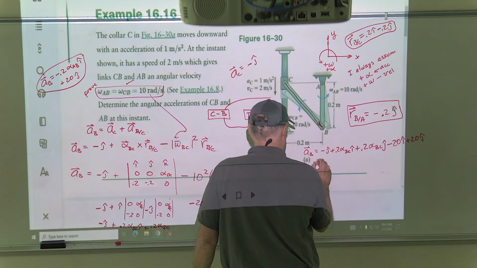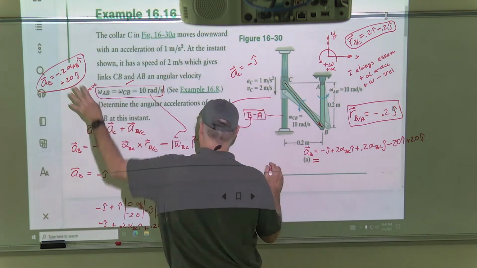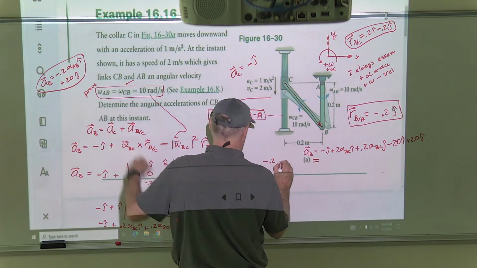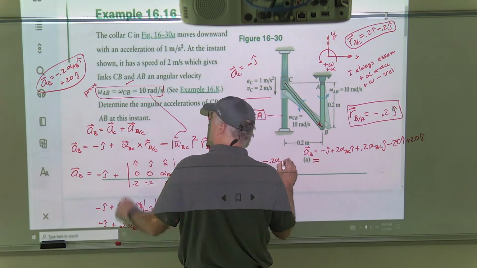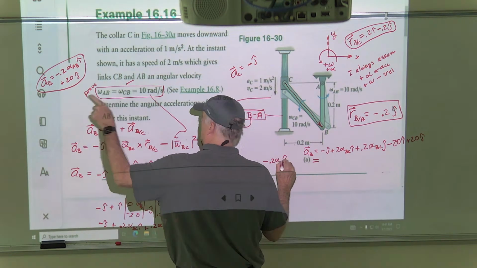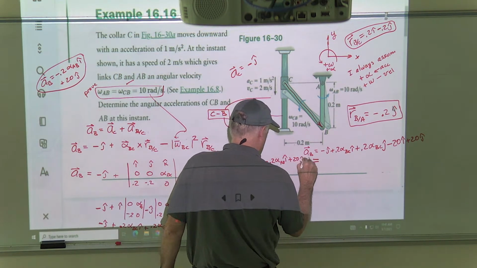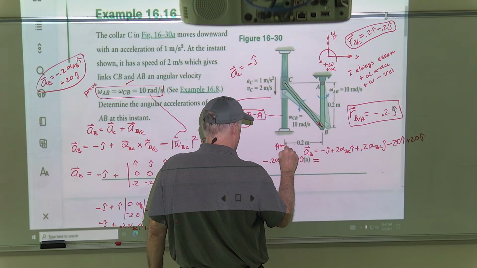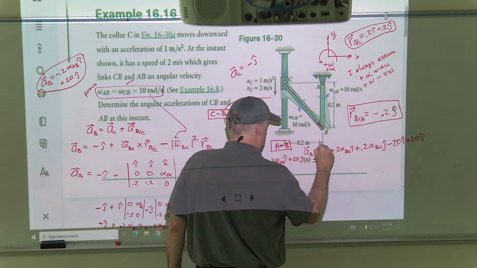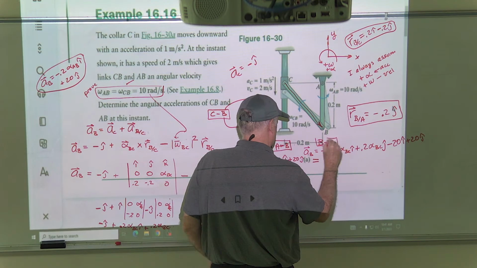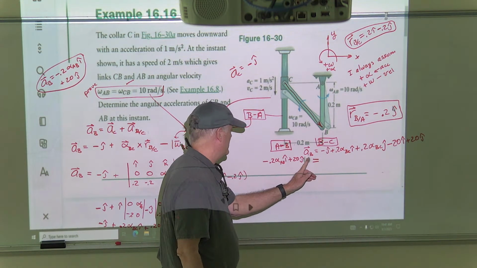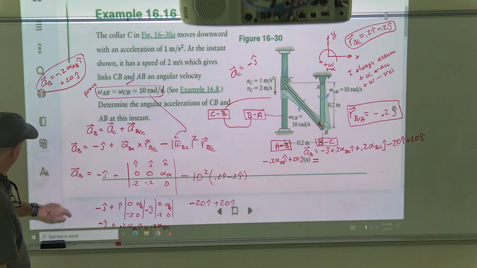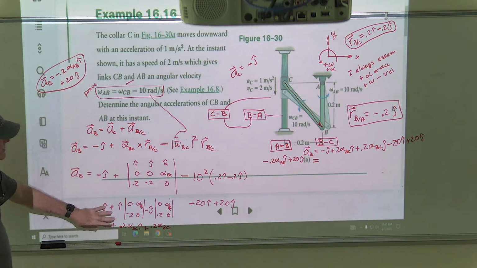So what I can do, this sounds weird, but I'll put this to the left. Minus 0.2 alpha AB I plus 20J. So this is from link AB, oops, and this is from link BC. B is common amongst them both, so that's why I expressed that one as acceleration B, and this one is acceleration B. Get all done, I can take this and set it equal to that.